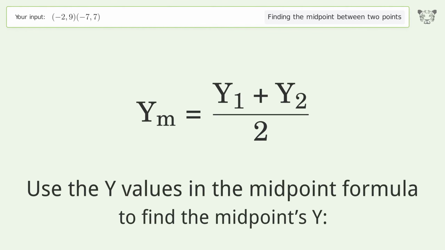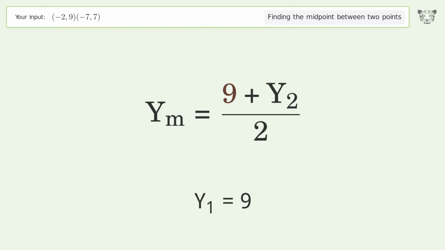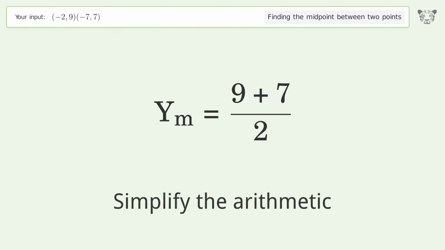Use the y values in the midpoint formula to find the midpoint's y. y1 equals 9. y2 equals 7. Simplify the arithmetic.